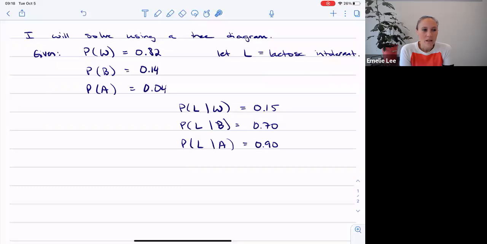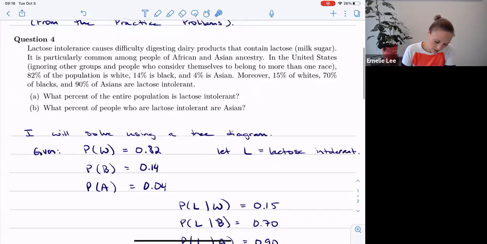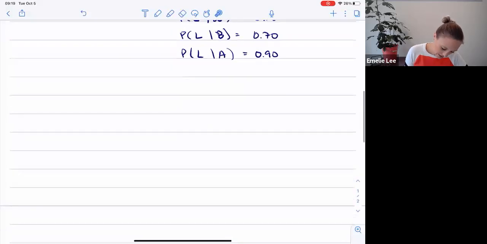Okay, so you could work with these. And you could figure out, if I want to know what percent of the entire population is lactose intolerant, what are you trying to find? You're just trying to find the probability of L, without these conditional probabilities. But it's hard to visualize that with just these formulas that you've been given. So that's why the tree diagram is really helpful. So what I'm going to do is start this tree diagram here.